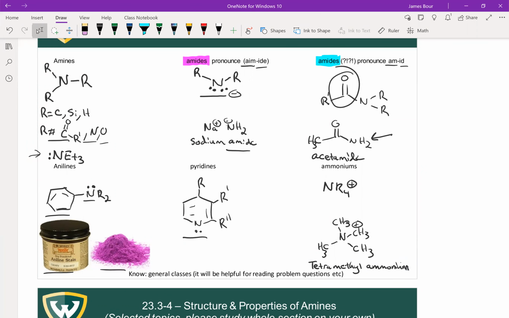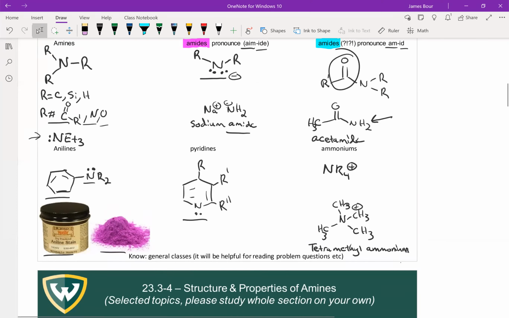I'm not a big fan of nomenclature. However, it is very useful when interpreting what I'm saying in class and interpreting problem questions and so forth. So you'll never be asked to just draw one spontaneously given a word. However, this is well worth your time to study and learn this nomenclature.